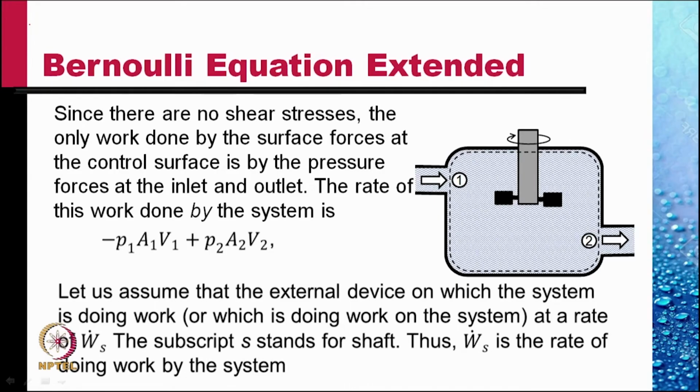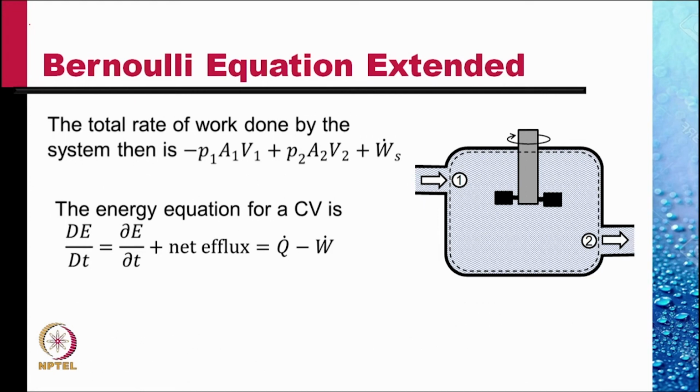Let's assume that the external device on which the system is doing work, or which is doing work on the system, does so at a rate of W dot S. The subscript S stands for shaft, because this usually is work through a rotating shaft. Thus, W dot S is the rate of doing work by the system. In this case of the stirrer, W dot S would be negative. So the total work done by the system then is minus P1 A1 V1 plus P2 A2 V2 plus W dot S.